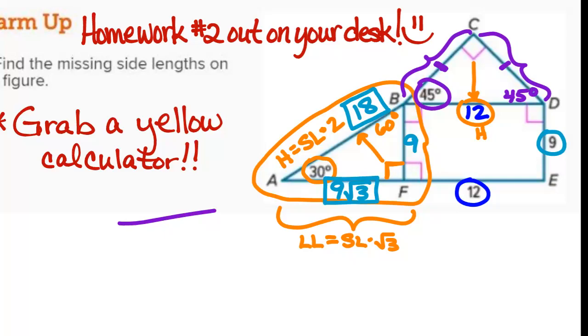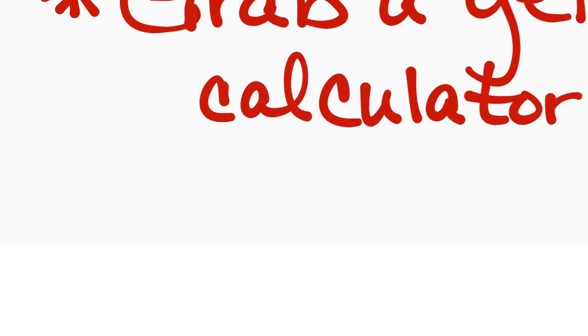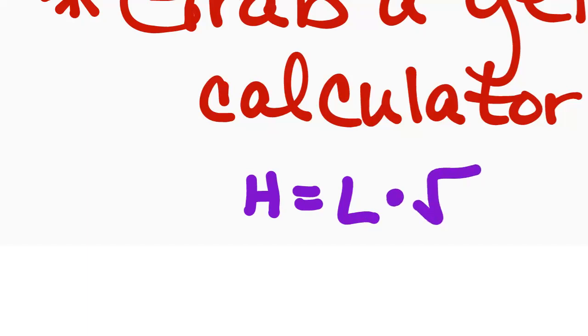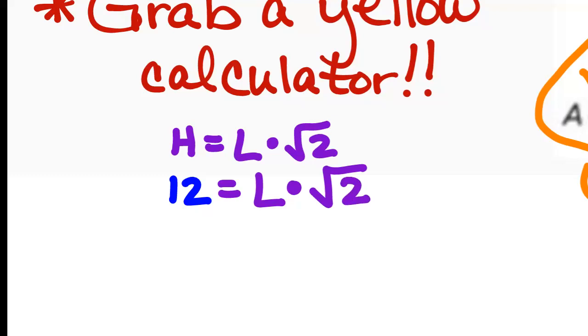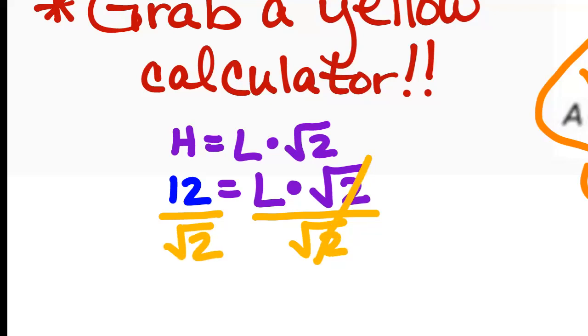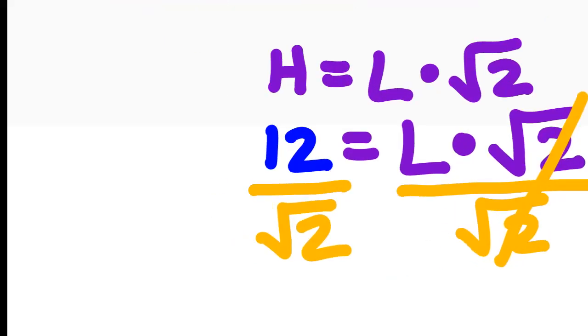So let's go figure out how big those sides are. This is the only spot where we actually have to use any kind of math that we might need a calculator for. So the hypotenuse is equal to the leg times the square root of 2. We know that hypotenuse is 12. So we have 12 equals the leg times the square root of 2. To get the leg by itself, we're going to divide both sides by square root of 2. So that'll cancel out on the right-hand side. On the left, we're going to have to rationalize that denominator.